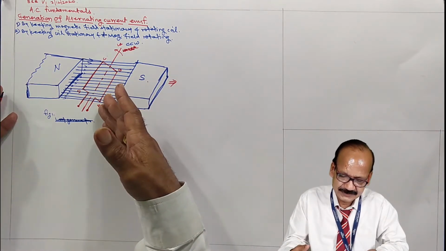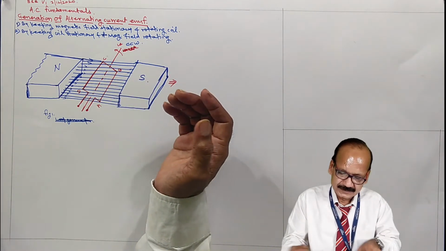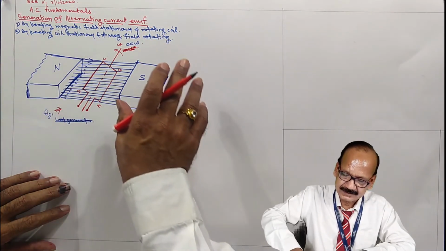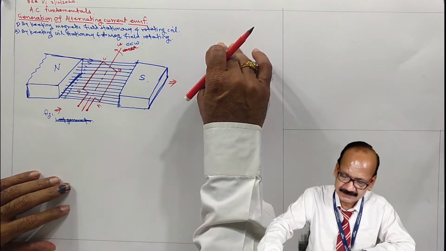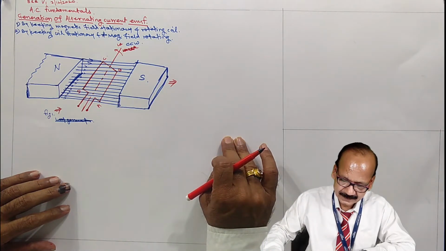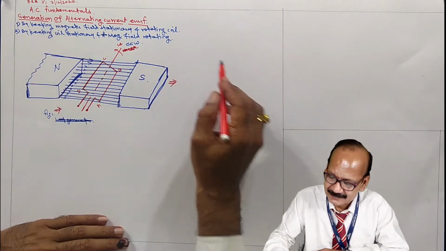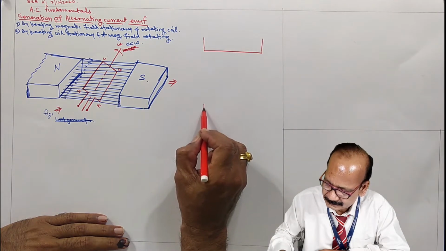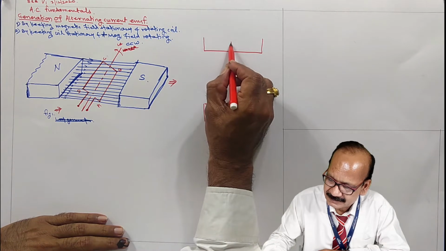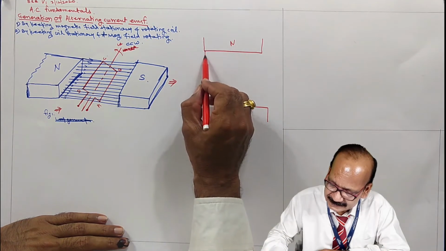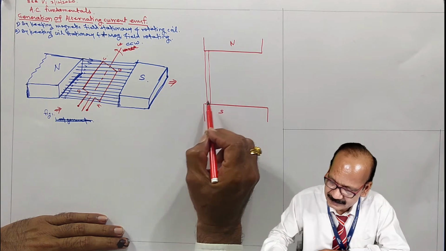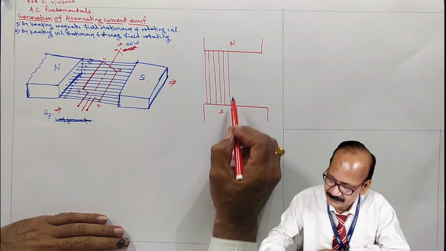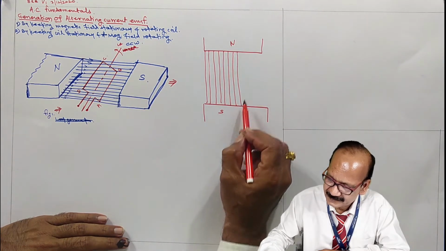So the same diagram can be shown in other ways. That is in 2D, looking from the front side and say rotating in a clockwise direction, keeping North Pole at the top and South Pole at the bottom, and looking from this side. So the diagram will become like this. Say this is North Pole, this is South Pole, and this is the magnetic field produced by North Pole and South Pole. The direction of magnetic field is always from North Pole to South Pole as shown in the figure.